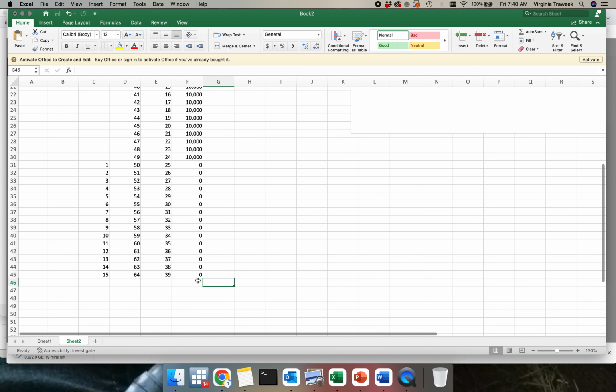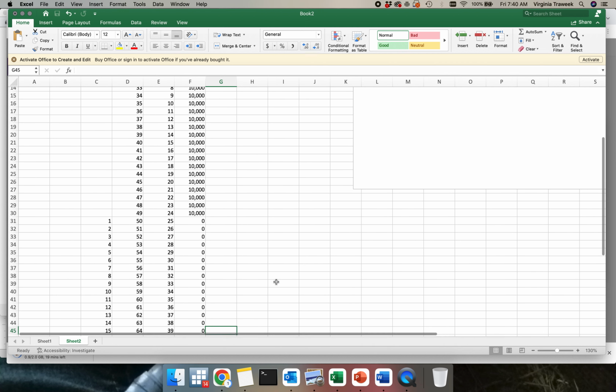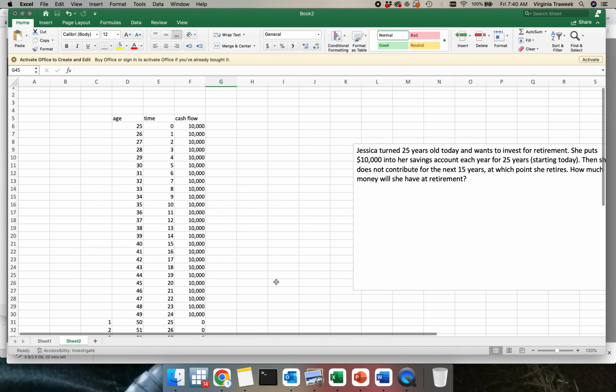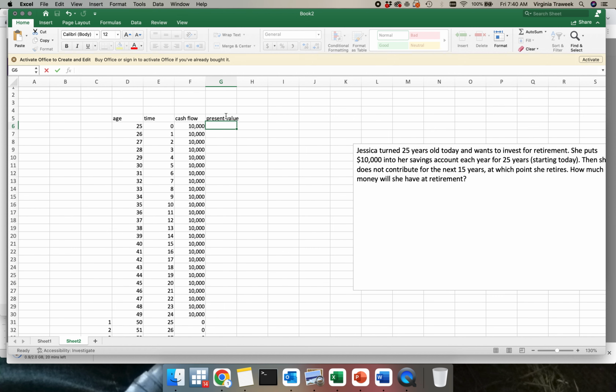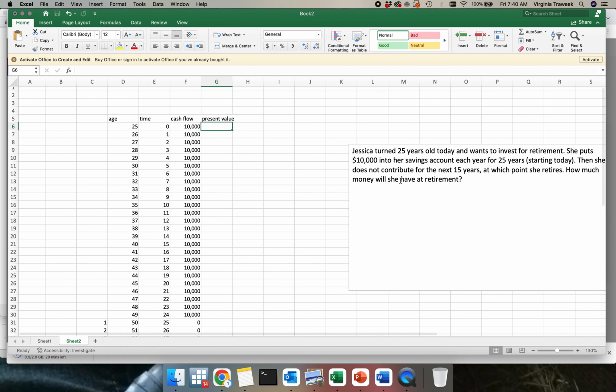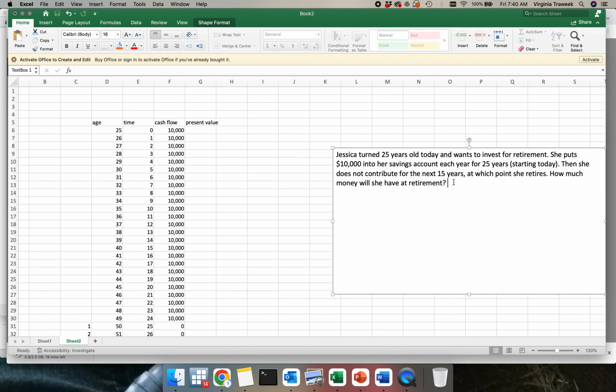So here we want to solve for this number. We want to figure out how much she's going to have when she retires. Now there's a lot of different ways to do this, so let's do the present value method. What's the interest rate? I didn't even talk about the interest rate. Let's say the interest rate is 6%. Okay, so R is going to be 6%.